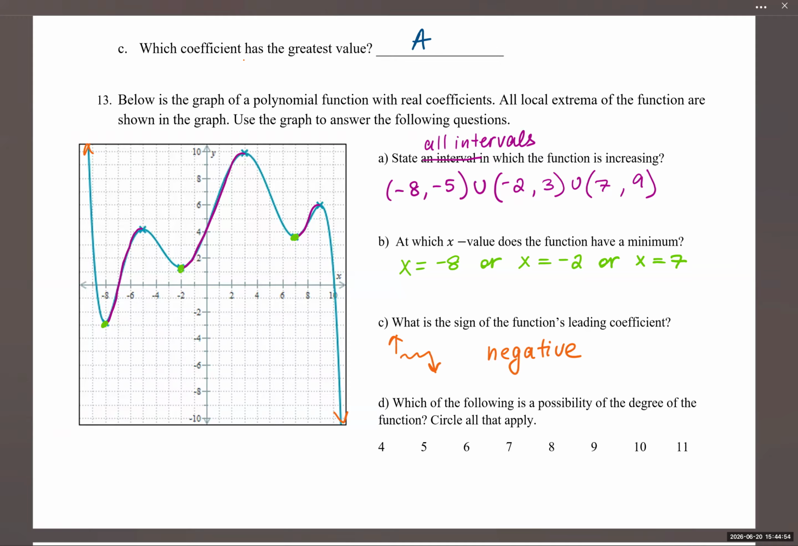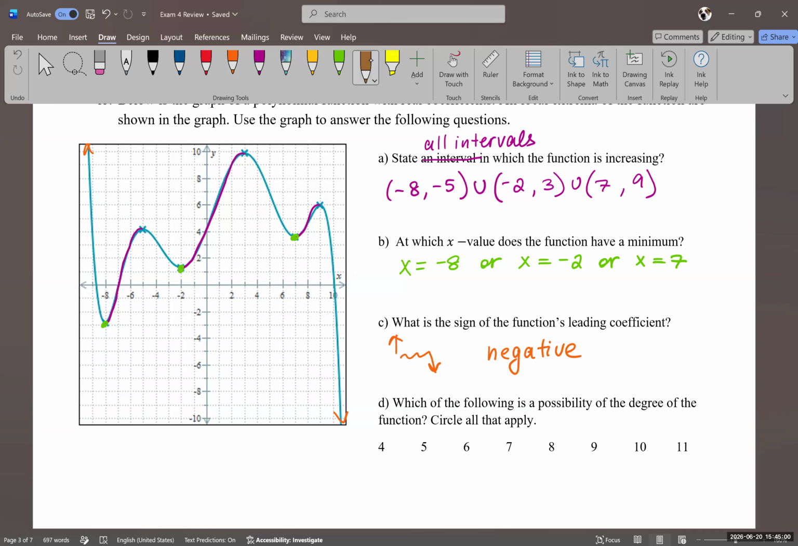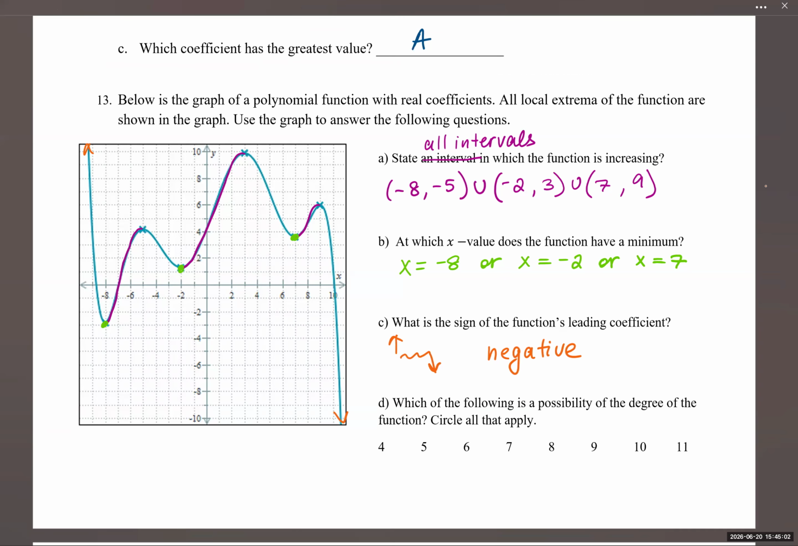Which of the following is a possibility of the degree of the function? And then we need to circle everything that applies. Now, in order to determine the degree, we need to first determine the least degree, so the smallest degree that this function can be. That depends on the number of turns that the function takes. So that's 1 turn, that's 2, that's 3, that's 4, that's 5, that's 6.